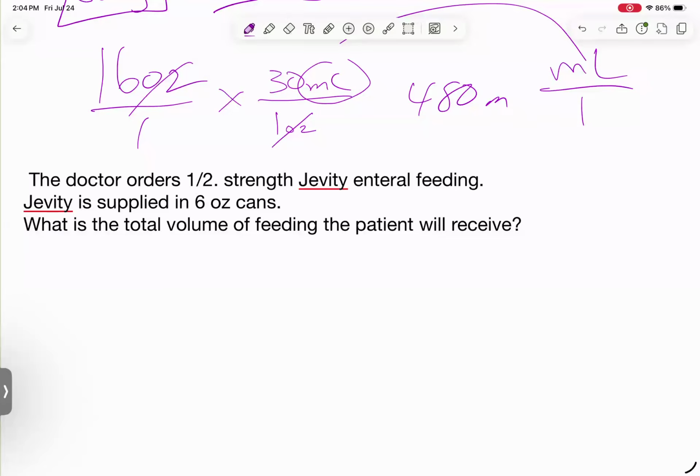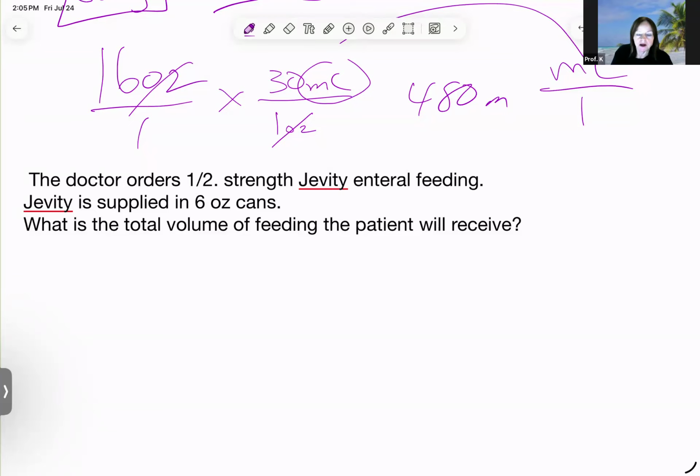All right. And this is just another example that we don't need to do. It's obvious it's the same setup. You go into the pantry, it's 6 ounces. You have to add 6 ounces to make it half strength. So what's the total volume? 6 and 6 is 12. 12 times 30 is 360. It's the same setup. And that's what I mean by practicing over and over.